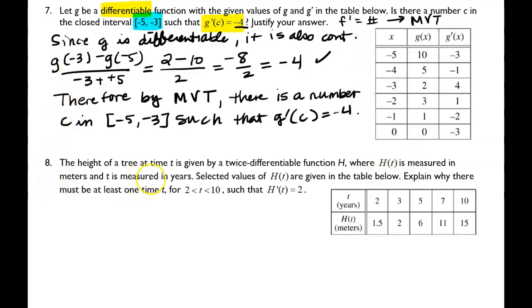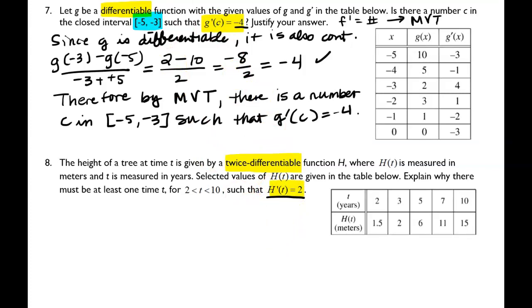Okay, number 8, we have the height of a tree at time t as given by a twice differentiable function. That means I can find the second derivative. H, where h is measured in meters and t is measured in years. Here are some values of h. Explain why there must be at least one time t for t between 2 and 10 such that h prime of t equals 2.